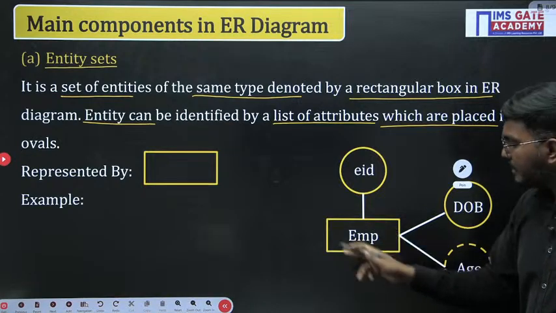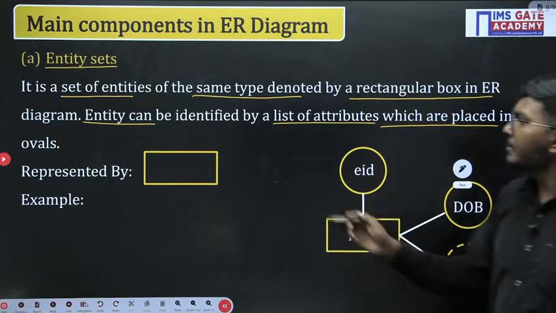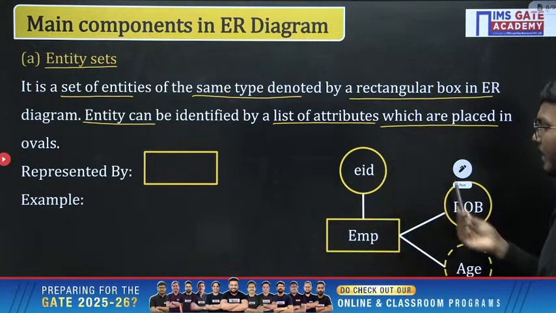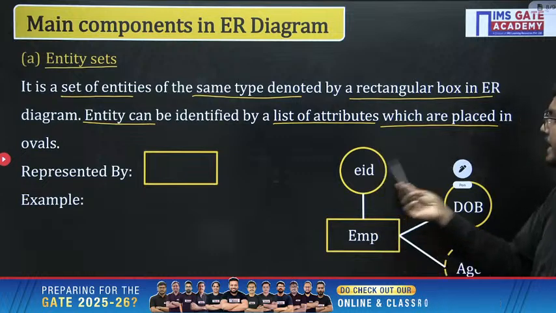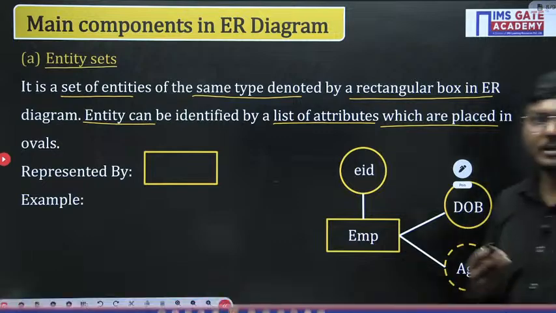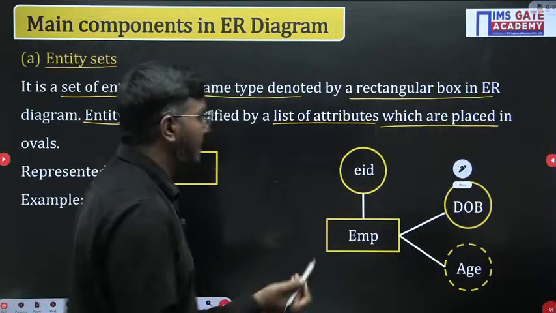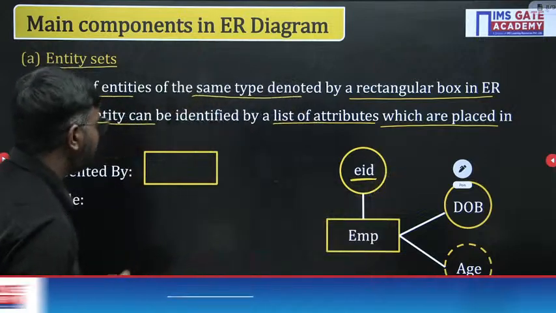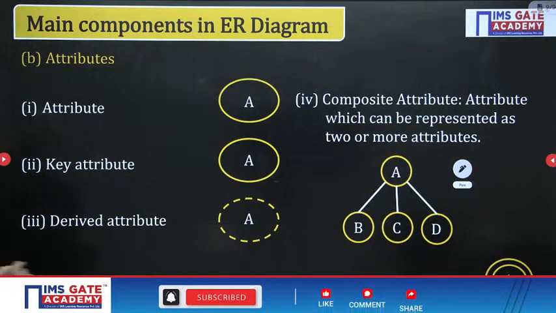Fine. Now this employee has some properties, or we can say this employee entity can be represented with some properties, and those properties are nothing but our attributes, like EID, date of birth and age. These are the properties of this employee. Getting my point now? So here maybe we can say this EID is our key attribute, shown in underlined form.